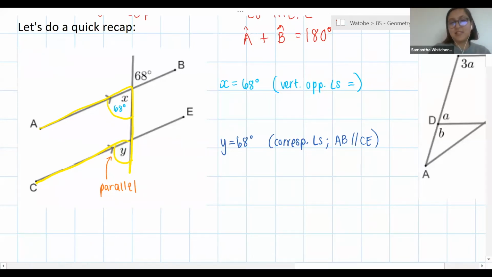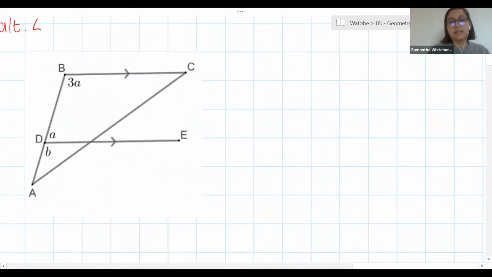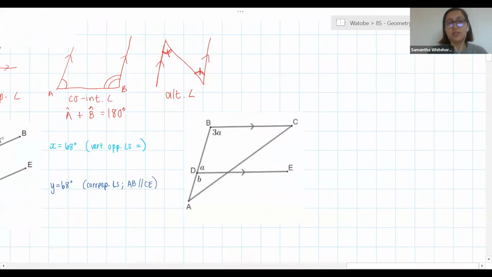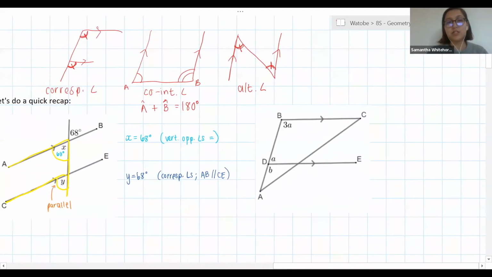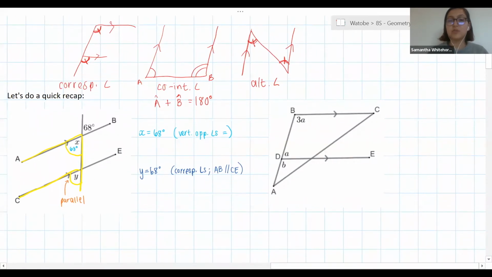Alrighty. So let's move on to the next one. This is our second question over here. What I'd like you guys to do is give this one a try. Remember, you've got those 3 reasons that we have there. I'll leave it like that so that you can see the 3 reasons you can potentially use. You don't have to use those ones. You can use angles on a straight line, or like we did here, vertically opposite angles. But those are the newer reasons that we've learned, so I'm just going to leave them up there just in case.